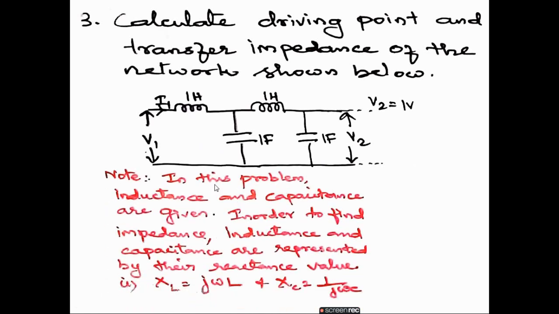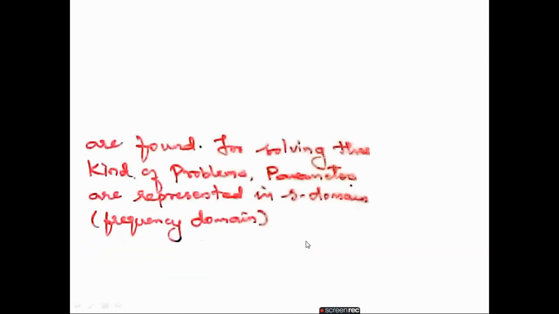So in this problem, inductance and capacitance are given. In order to find impedance, inductance and capacitance are represented by their reactance. We cannot take 1 Henry and 1 farad directly. We have to convert them into reactance. So we know XL is equal to j omega L and XC is equal to 1 by j omega C.